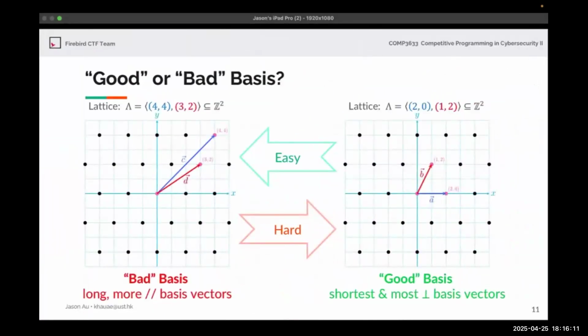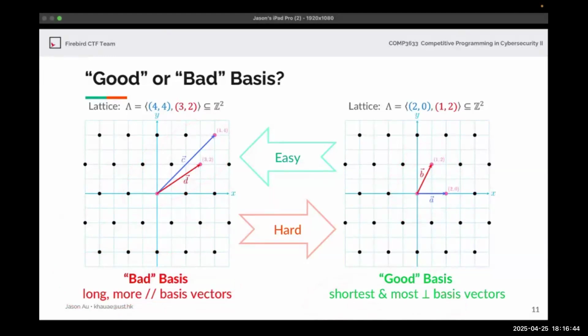So how to say which one is a good or bad basis, and how to do the conversions, we'll discuss later. So we see the process of this simpler, good basis. This is a more complex, more random, or more bad basis. So they are long and more parallel. This is shorter, and actually is the shortest and the most perpendicular basis vector.